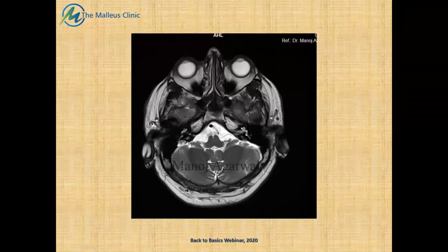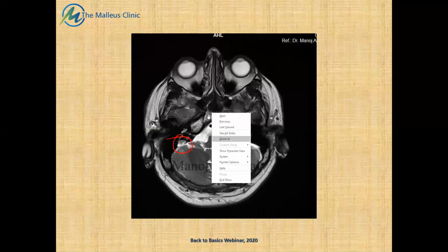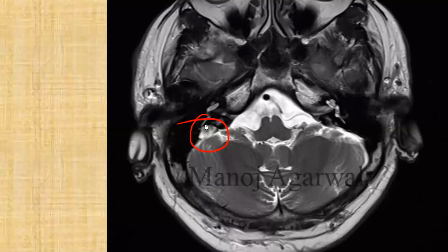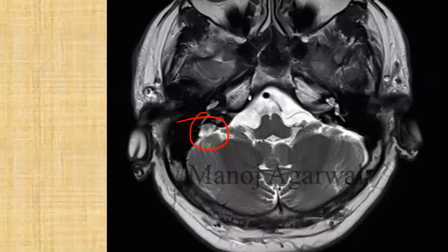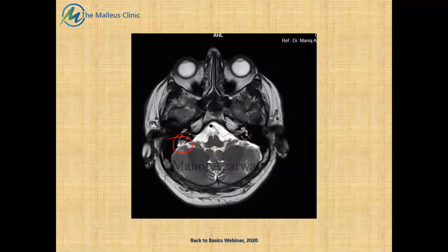There is a lesion here, in close proximity to the posterior semicircular canal, on the posterior face of the petrous bone. I'm sure a lot of you already have the diagnosis. Compared to the other side, the area close to the posterior semicircular canal is normal.